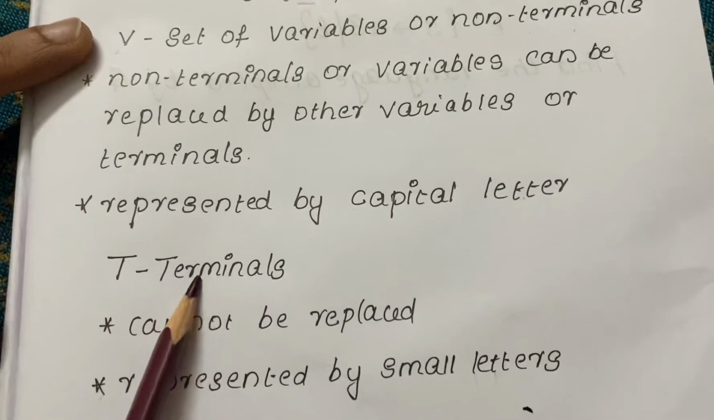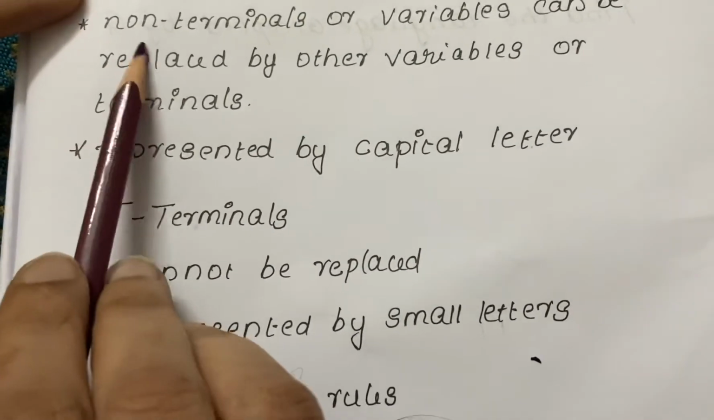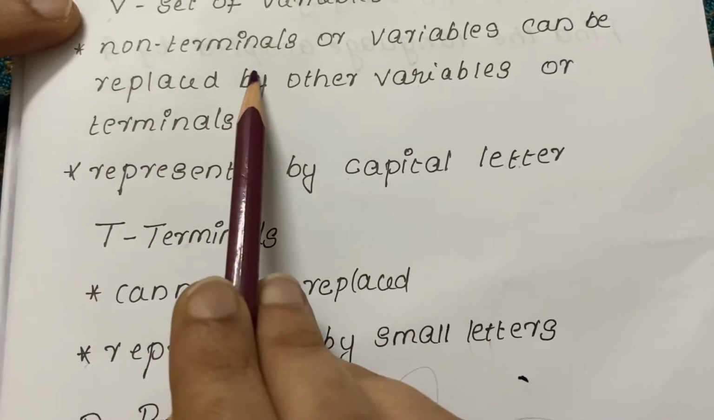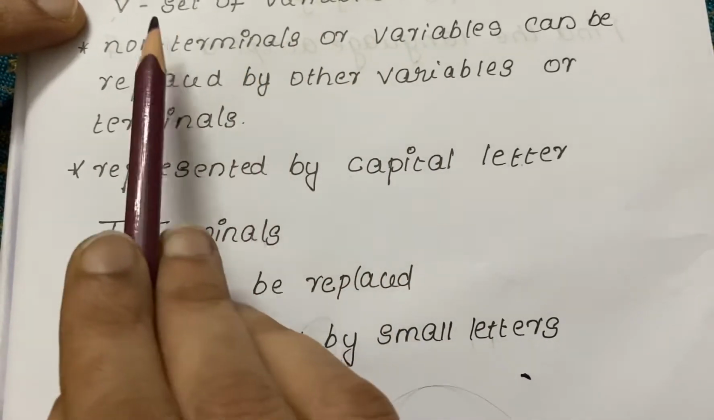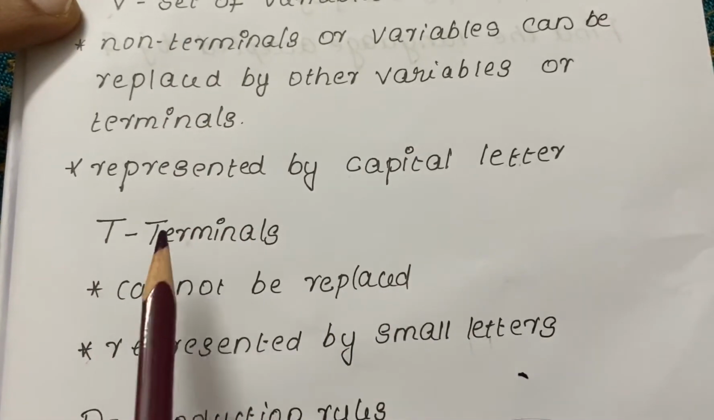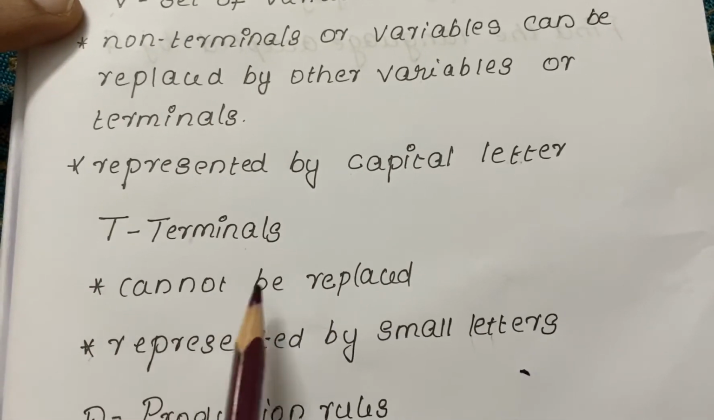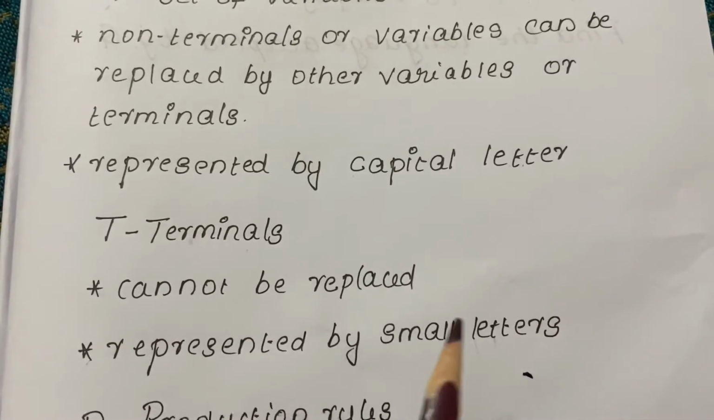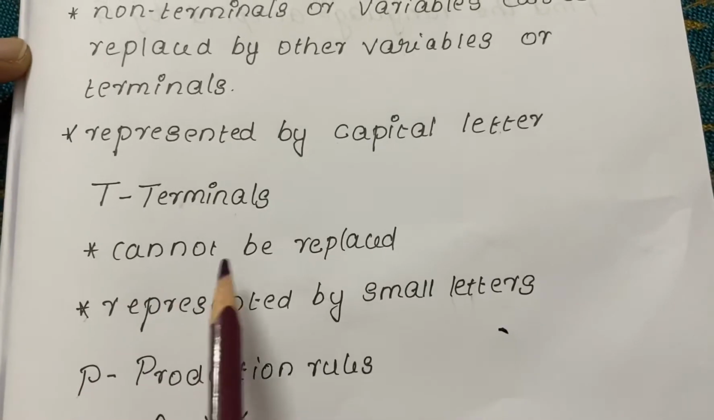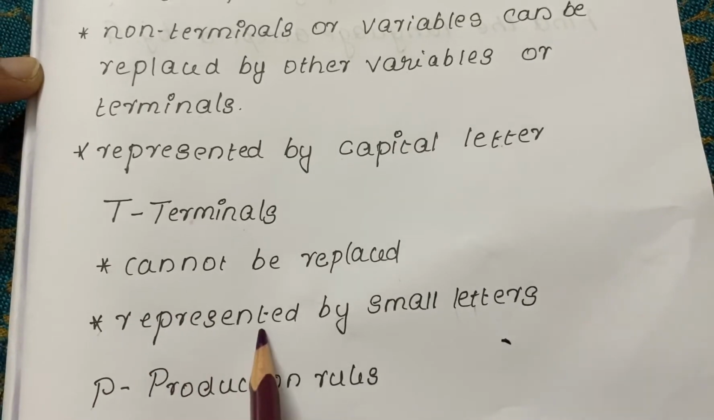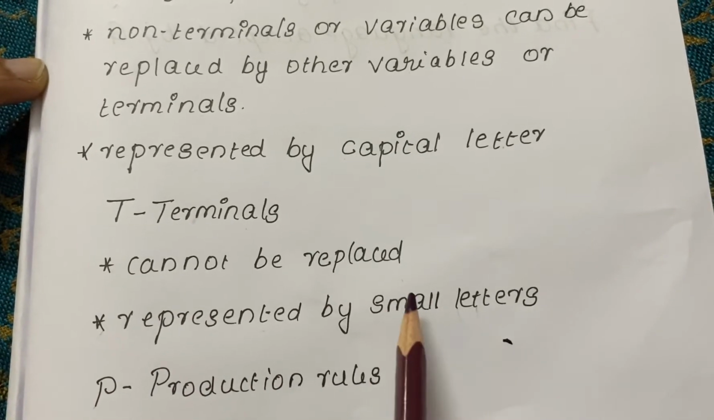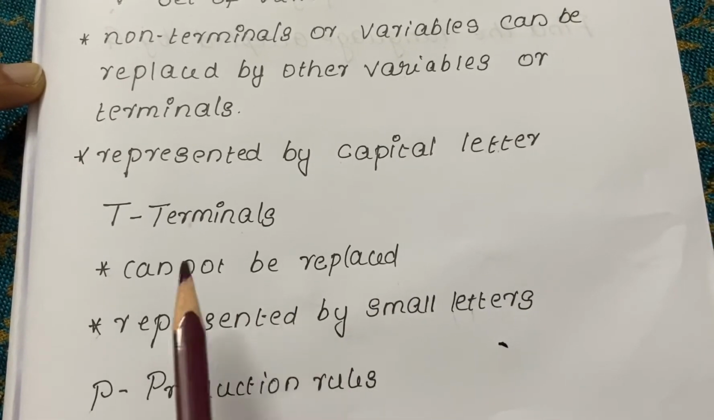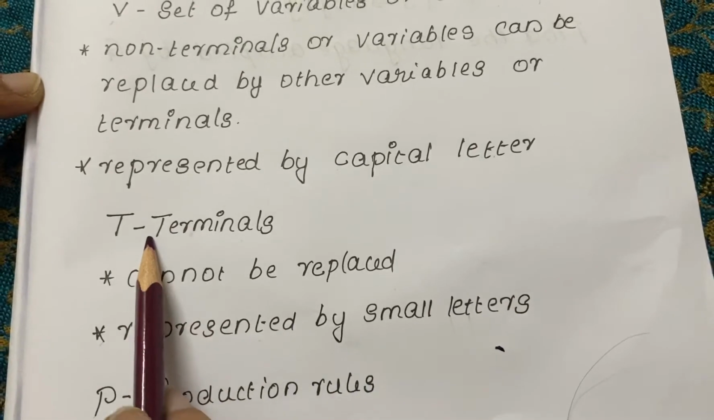Next, terminals. I told you non-terminals can be replaced by other variables. That is, you can substitute values again for these capital letters. But terminals, we cannot replace them with any variables or other non-terminals. They cannot be replaced, and they are usually represented by small letters. So wherever in your context-free grammar you see a small letter, that belongs to the category of terminals.